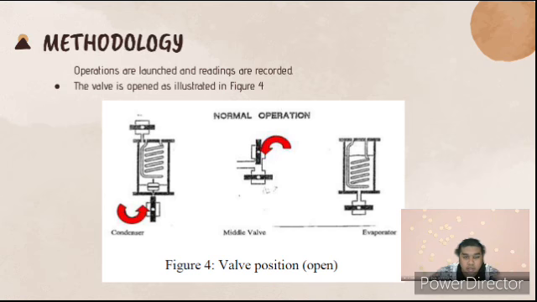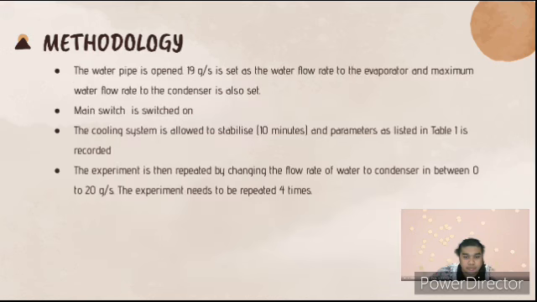Next, operations are launched and readings are recorded. The valve is opened as illustrated in figure 4. Figure 4 is as follows. Next, the water pipe is opened. 19 gram per second is set as the water flow rate to the evaporator, and the maximum water flow rate to the condenser is also set.